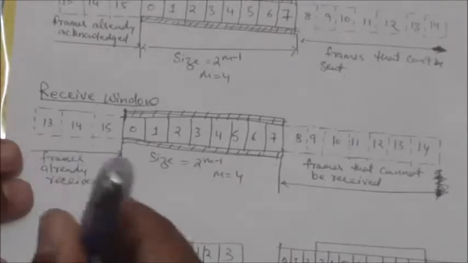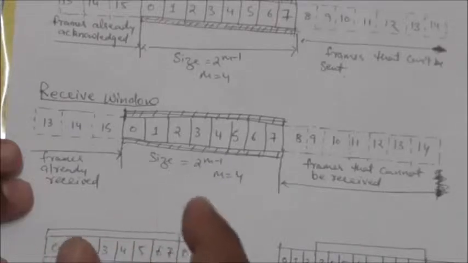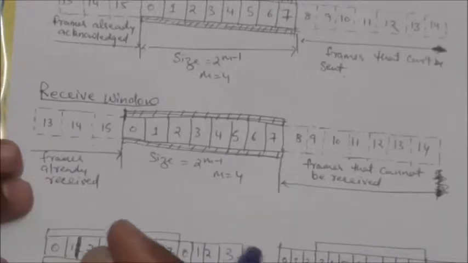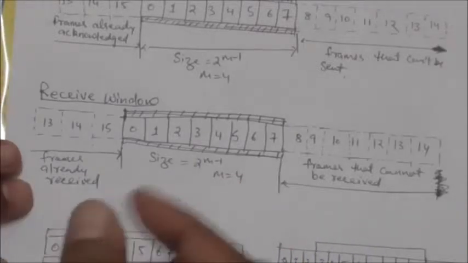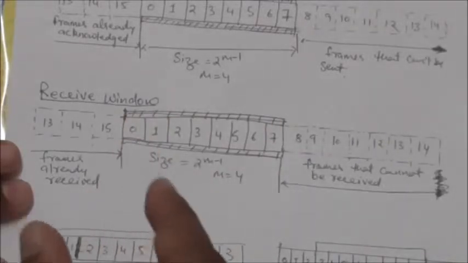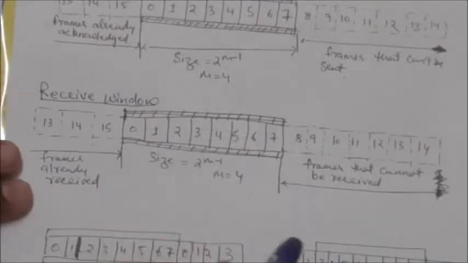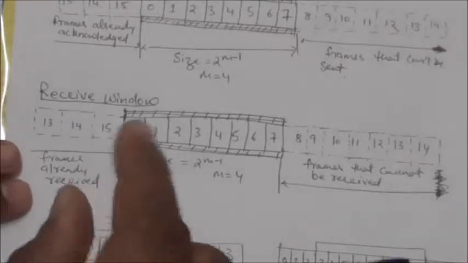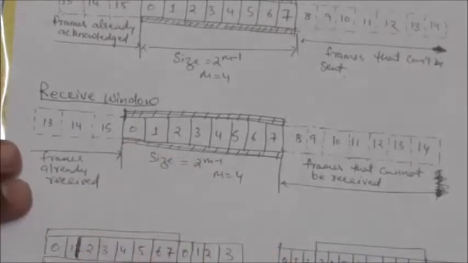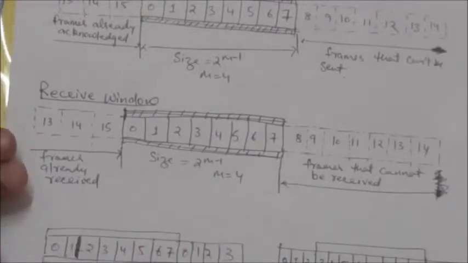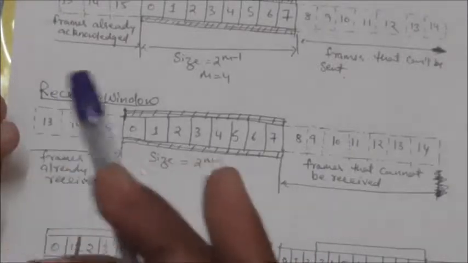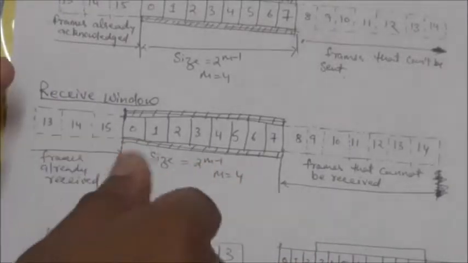Now in this protocol, the timeout event is simpler. Only that frame which times out is resent. And what else happens in this protocol? Acknowledgements are sent when data are delivered to the network layer at the receiver. Now it will be clear after this example.